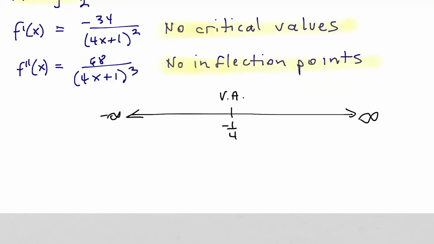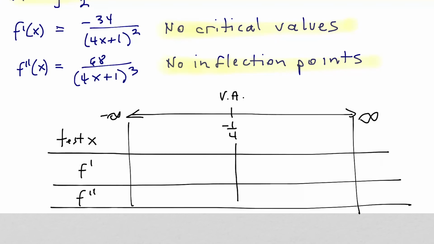So I'm interested in seeing what's going on to the left and to the right of my vertical asymptote. So my test x's that I'm going to use are negative 1 and 0. Subbing into f prime, my signs are negative and negative. Subbing into f double prime, my signs are negative and positive. All right, so now I have enough information to see what's going on with my graph.